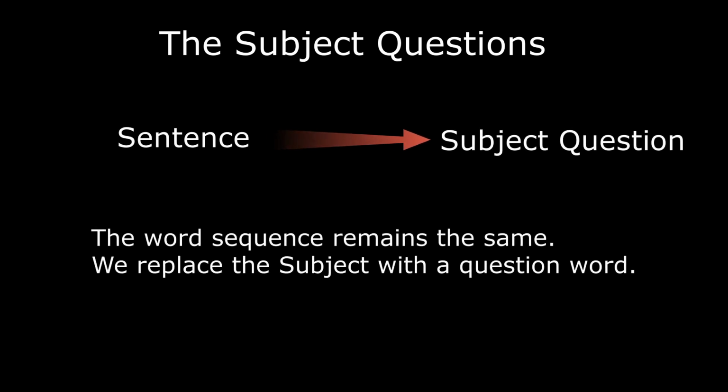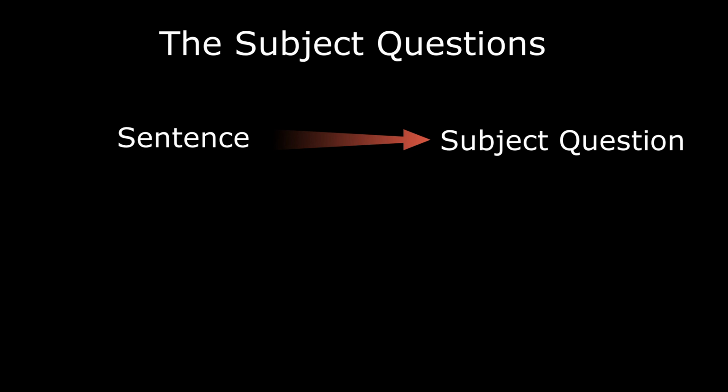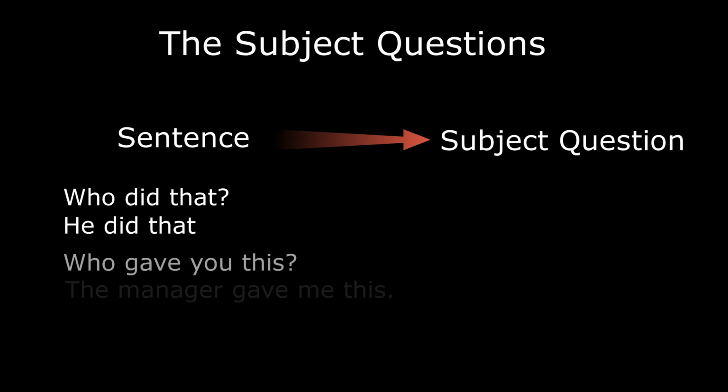And lastly, we have the subject questions, where there is no subject-verb reversal. We don't make any changes in the word sequence, but simply add a question word in place of the subject. For example, who did that? He did that. Who gave you this? The manager gave me this.